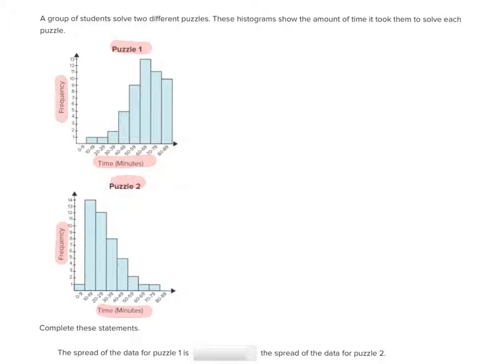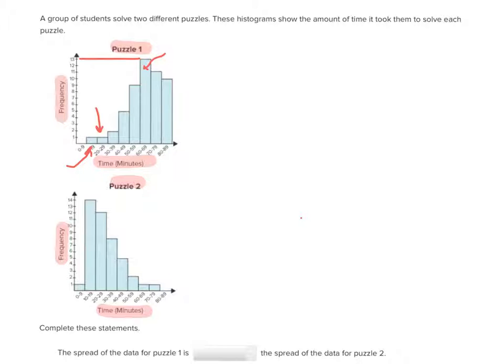So that's the number of students that took on puzzle 1 from 10 to 19. So one person solved the puzzle between 10 and 19 minutes. One person solved the puzzle somewhere between 20 and 29 minutes. Looks like 13 people solved it in 60 to 69 minutes. Okay, 13 people because it lines up with the 13, and so on.